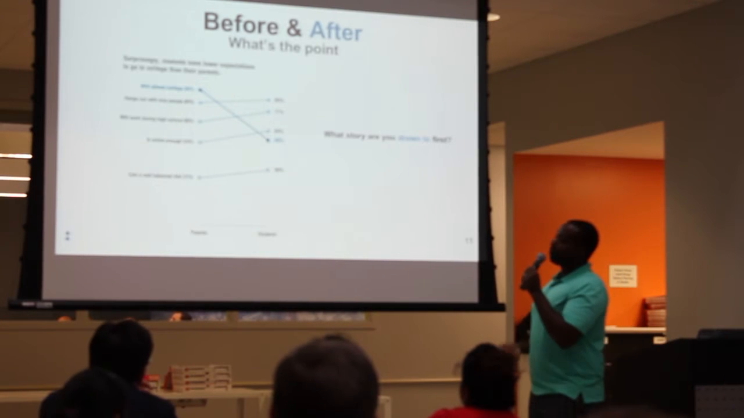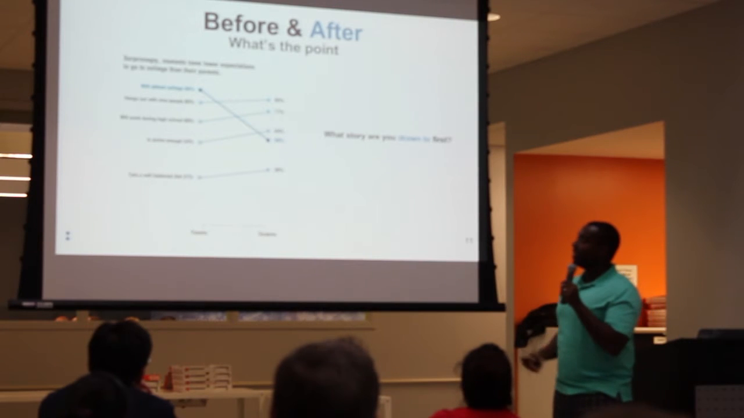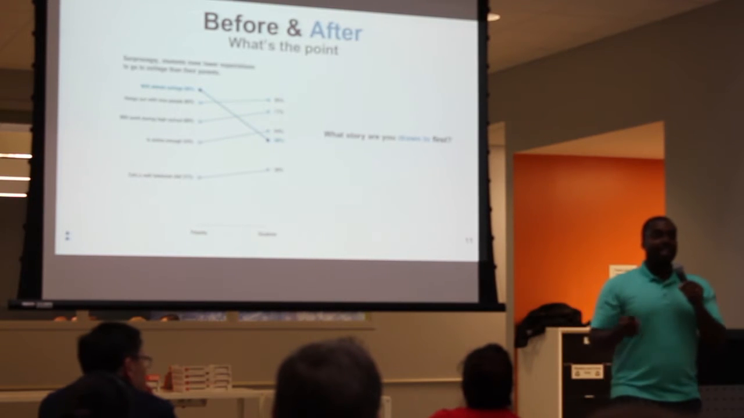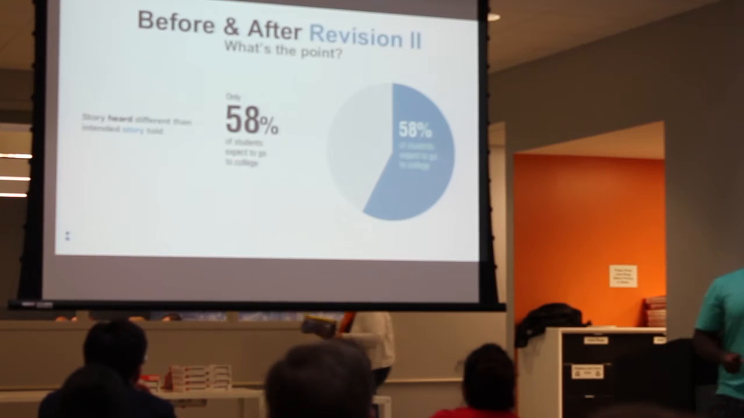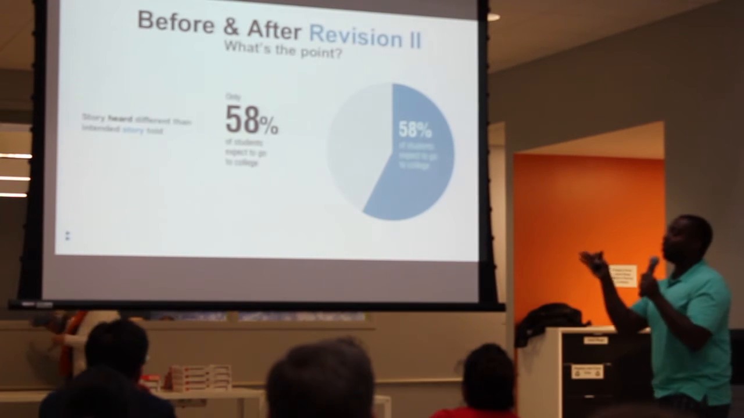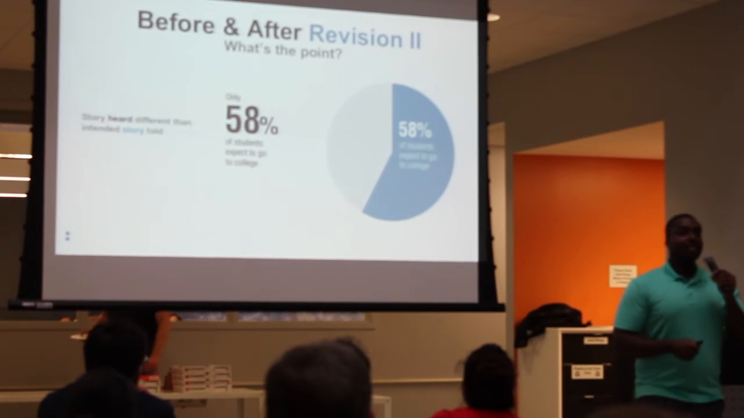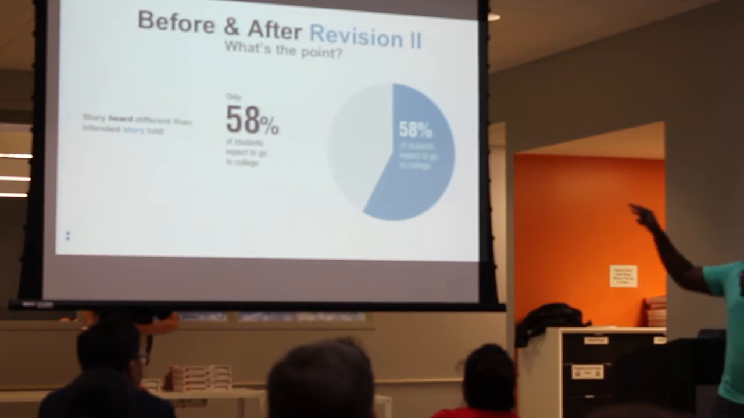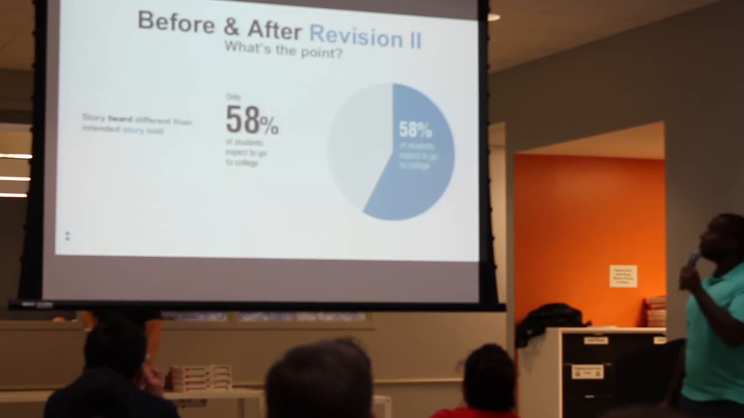One of the first pieces is the story itself. This is a real life example. In this example, the client came back later and said, actually, that's not even the story we want to tell. The story is that this number is low: 58% of students expect to go to college. That's all. But we had all that extra data in there that didn't really show what the story was.